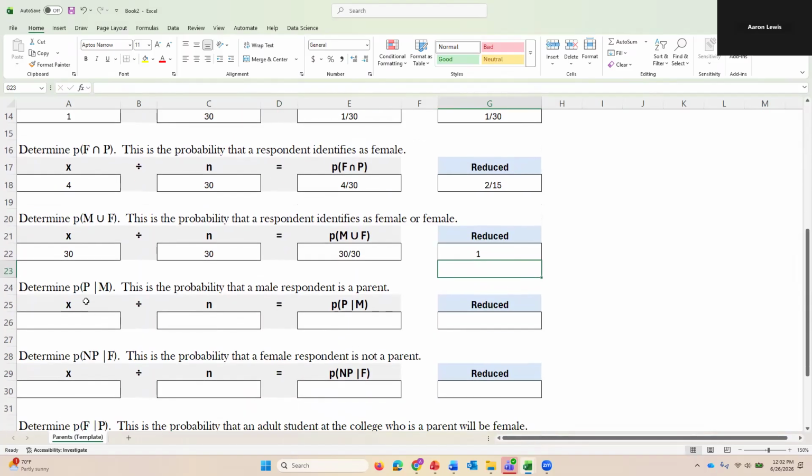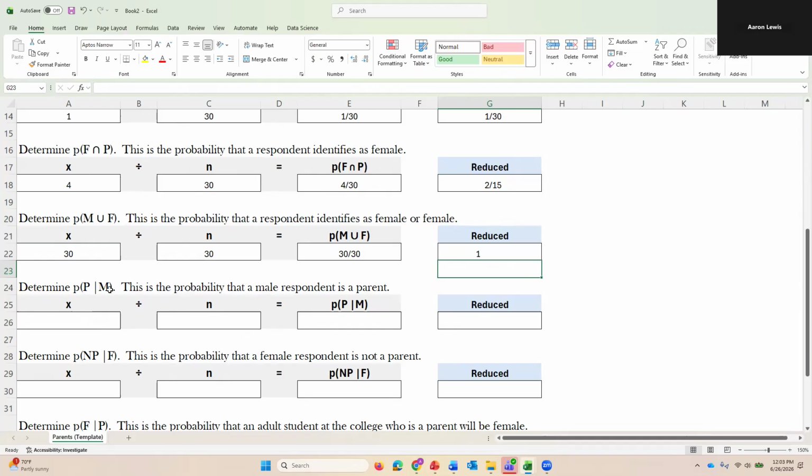Here we've got some fun. We have a straight line right here that determines the probability of P straight line M. Well, what is that straight line? It means given. So when you have a problem that looks like this, the letter after the line is going to be the thing that you care about. You don't care about anything else in the sample except for what is given. So this one is the probability of someone being a parent given that they're male. And it's a fancy probability way of saying what percent of male respondents were parents.